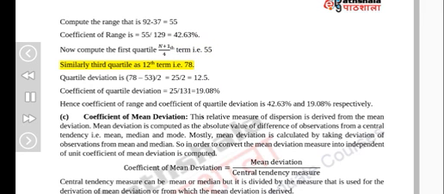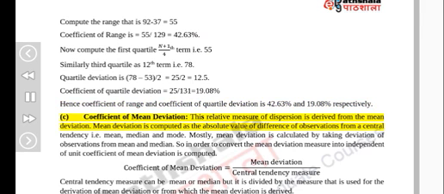Similarly, the third quartile is the 12th term, i.e. 78. Quartile deviation is (78 - 53)/2 equals 25/2 equals 12.5. Coefficient of quartile deviation equals 25/131 equals 19.08%. Hence the coefficient of range and coefficient of quartile deviation are 42.63% and 19.08% respectively.